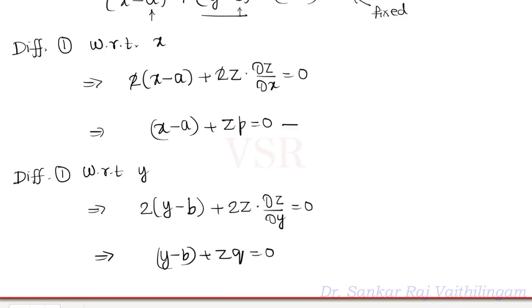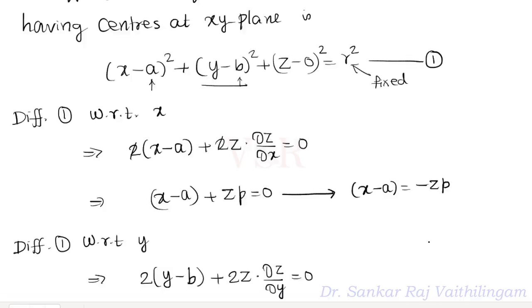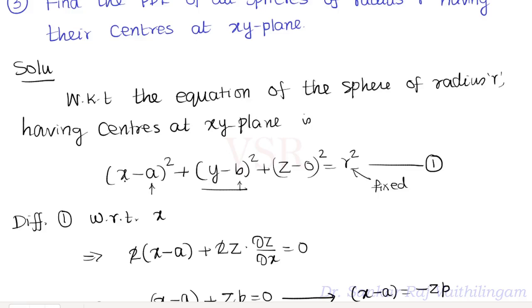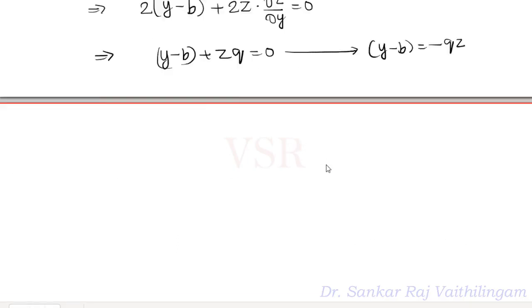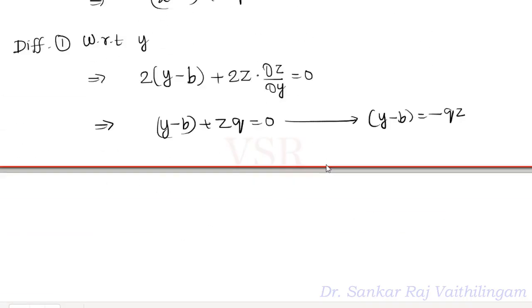அப்போ இந்த equationல இருந்து I may write x minus a which is equal to minus zp, and this implies that y minus b which is equal to minus qz. அப்போ இது ரெண்டையும் எதில் substitute பண்ண போறேன்? x minus a க்கு பதிலா minus zp யும் y minus b க்கு பதிலா minus zq யும் substitute பண்ண போறேன். Okay, அப்போ that is substitute in 1.